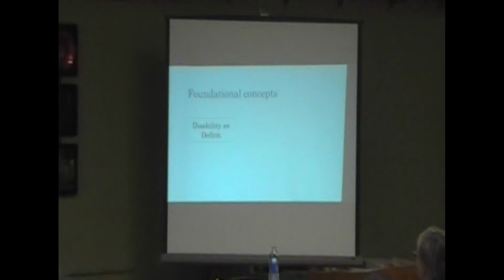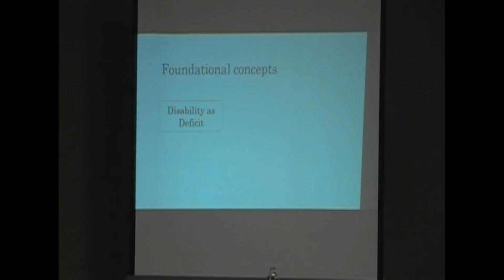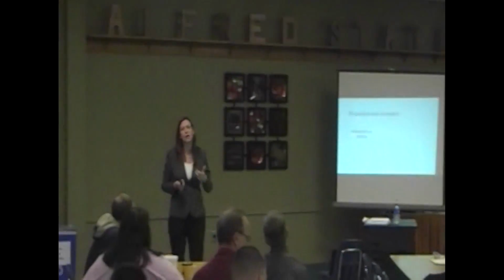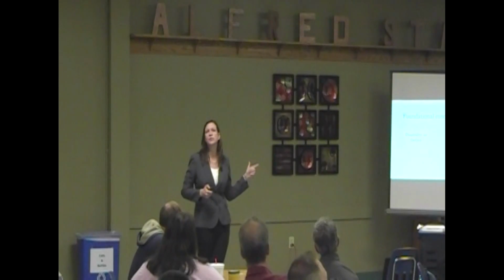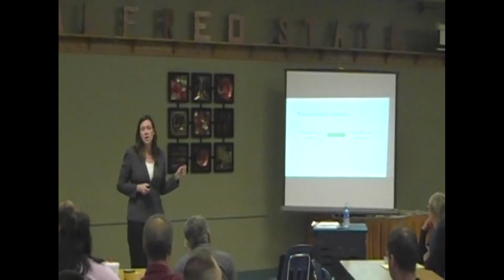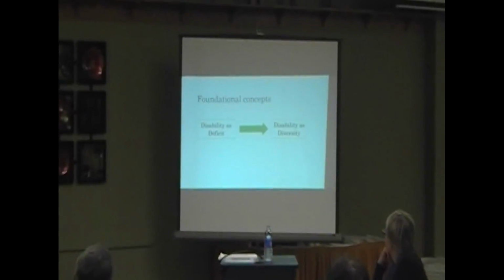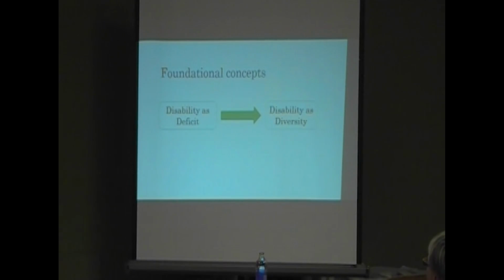The first is it's really important for us to make a shift in our thinking, a paradigm shift, really start reconceptualizing how we view disability. So we need to make a shift from thinking of disability as deficit to thinking of disability as diversity. And what this means in the field I'm in, the inclusive education field, is moving away from the medical model of disability. What the medical model of disability tells us is that people with disabilities are sick or broken, and they need to be fixed or cured.